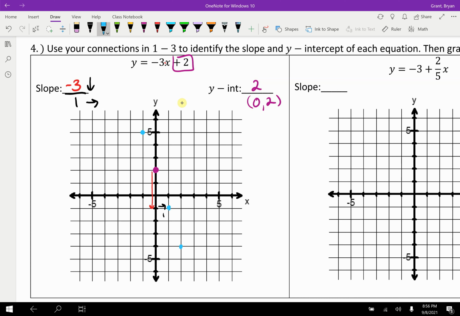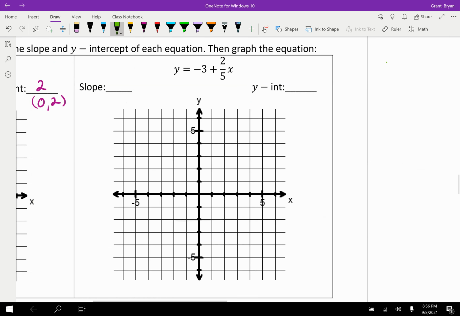Do all these points fall in a line? They do. Do they have a negative slope? They do. So let's connect them and call it good. Here's my line. That was not a good line. We're trying again. That one was a little bit better. There we go. And we were able to graph the linear equation y equals negative 3x plus 2 without too much trouble. Let's try one more.